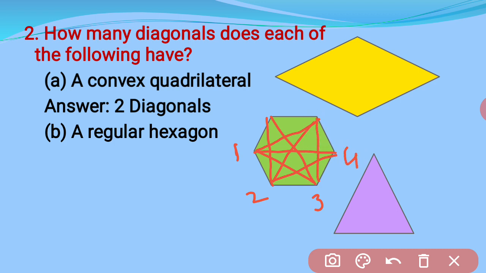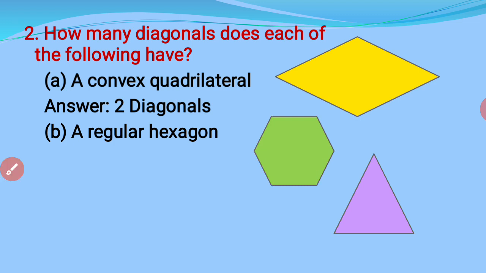From the fourth vertex, 2 diagonals are already there, so I have 1 more. From the fifth vertex, 3 are already done, and from the sixth vertex, 3 are already done. So if we go on actually counting the diagonals, they are 9 in number. So a regular hexagon has 9 diagonals.